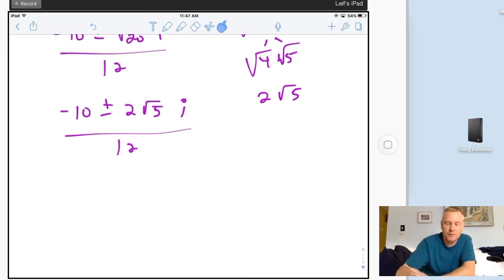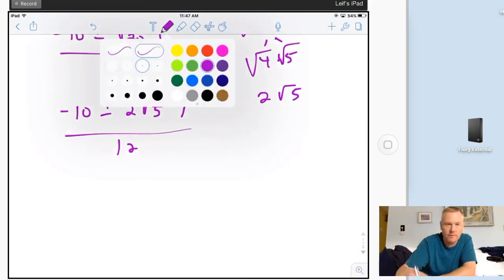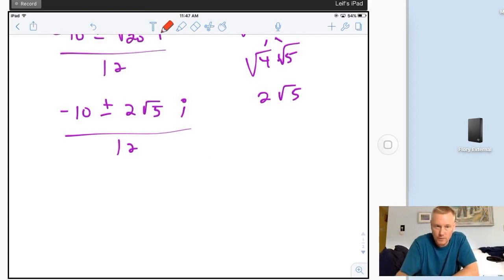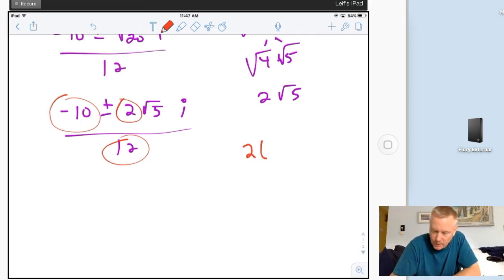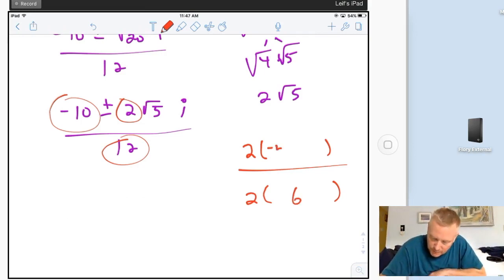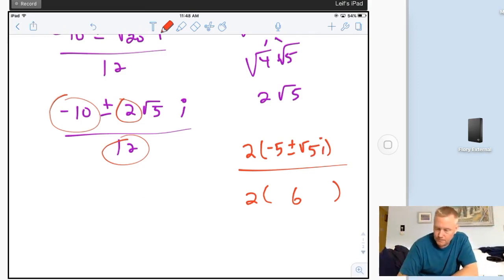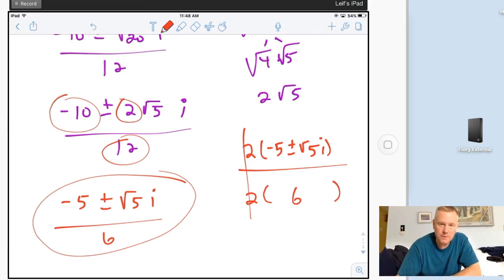Now, I can reduce this, okay? I can take all of these coefficients here and divide them by 2 is really what you do. They're all even. So I can divide this by 2, this by 2, and that by 2. The other way you could think of it is if I pulled a 2 out of the top and a 2 out of the bottom, I get negative 5 plus or minus root 5i. And then these cancel. But you can just take the shortcut and divide all the coefficients by 2 also, which gives me negative 5 plus or minus square root of 5i over 6. And those are my other two answers, okay?